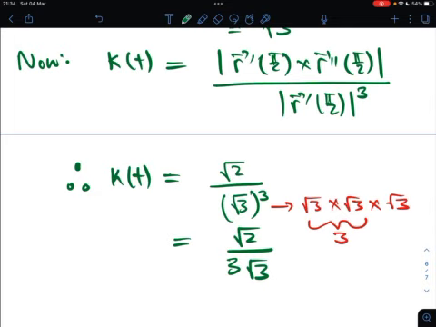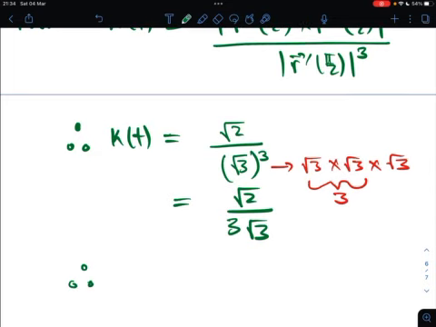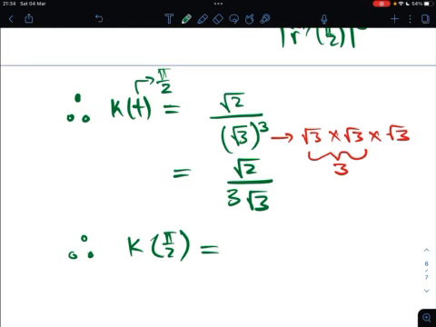If you want, you can still rationalize and get k of pi over 2, because t is already pi over 2, which has been established. When you rationalize, you multiply by root 3 on both top and bottom, and you get root 6 over 9. So this finishes our problem. This is how we work out the curvature.